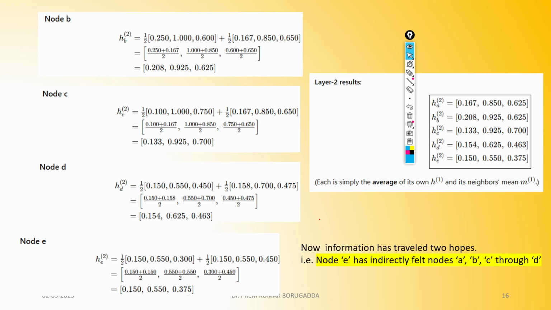Next, information has now traversed two hops, meaning A and B. Here node E has indirectly felt nodes A, B, and C through D. In the graph, you can see this is B, this is A, this is C, this is D, and this is E. So node E has indirectly felt nodes A, B, and C through D.